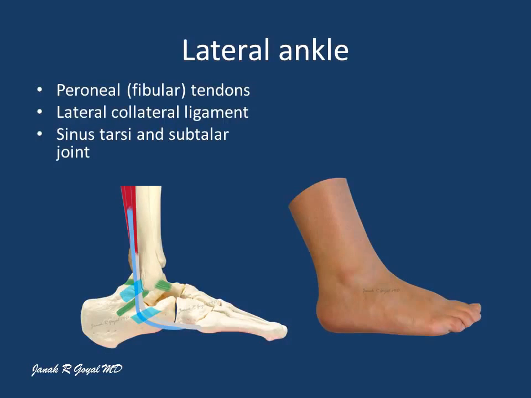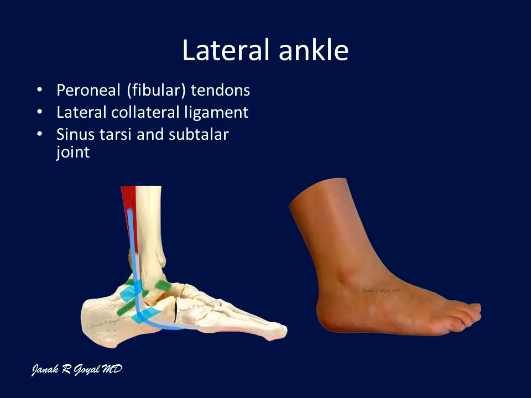For the examination of the lateral ankle, the patient may be seated or supine with a slight inversion of the foot. The structures which can be examined on the lateral side of the ankle include the peroneal tendons, the peroneus brevis and peroneus longus, and the three components of the lateral collateral ligament, sinus tarsi and the posterior subtalar joint.